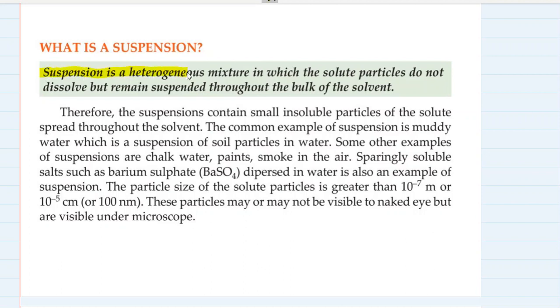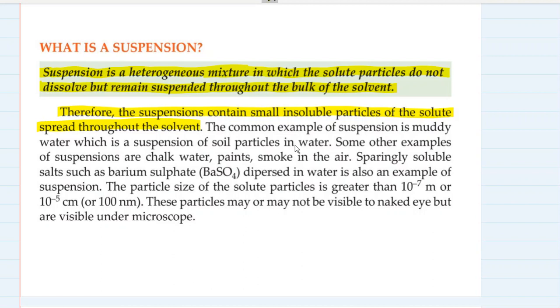Suspension is a heterogeneous mixture. The first point of difference is ready. Solution was a homogeneous mixture, suspension is a heterogeneous mixture in which the solute particles do not dissolve but remain suspended throughout the bulk of the solvent. Therefore, the suspensions contain small insoluble particles of the solute spread throughout the solvent.